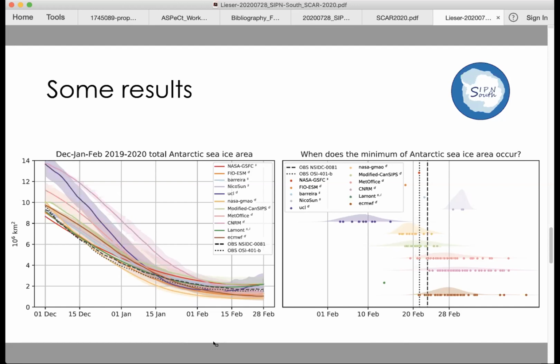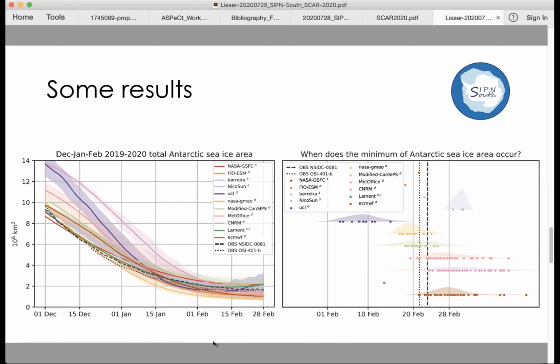So on the left chart, you can see the predictions as they arrived in late November and early December when we were asking for the predictions. The two black lines included in this graph show the observational data. One is from NSIDC, and the other is from the OSI SAF, the Ocean and Sea Ice Satellite Application Facility. Two different independent data sets which have some differences but generally agree.